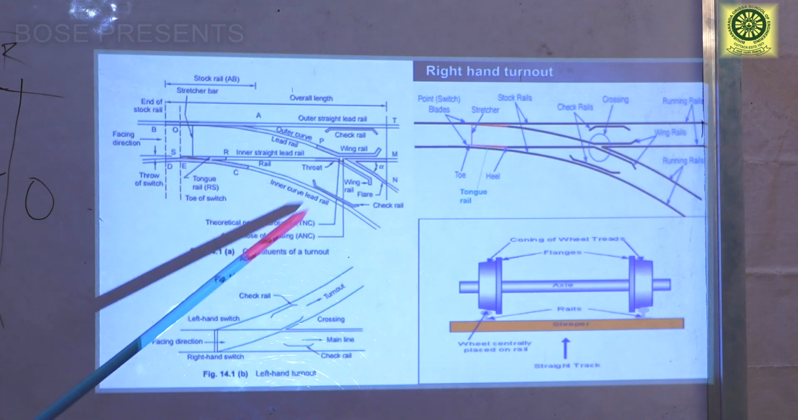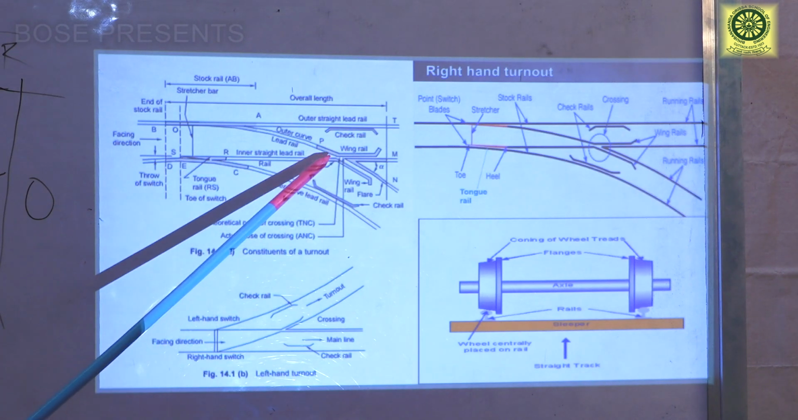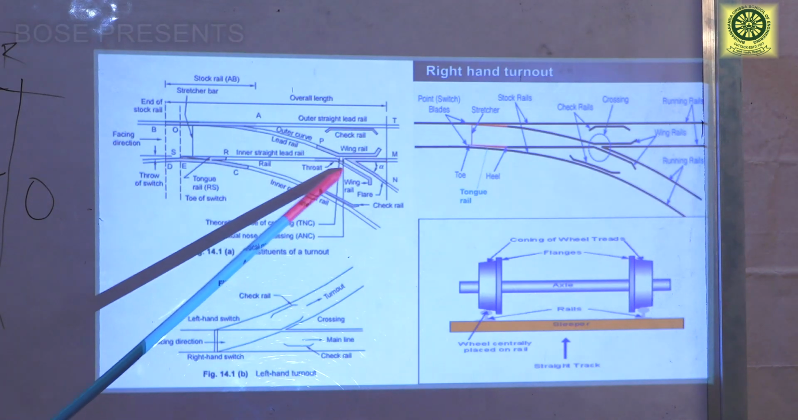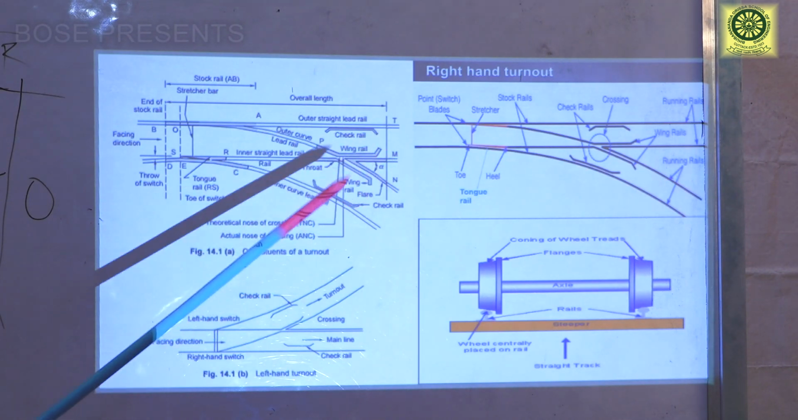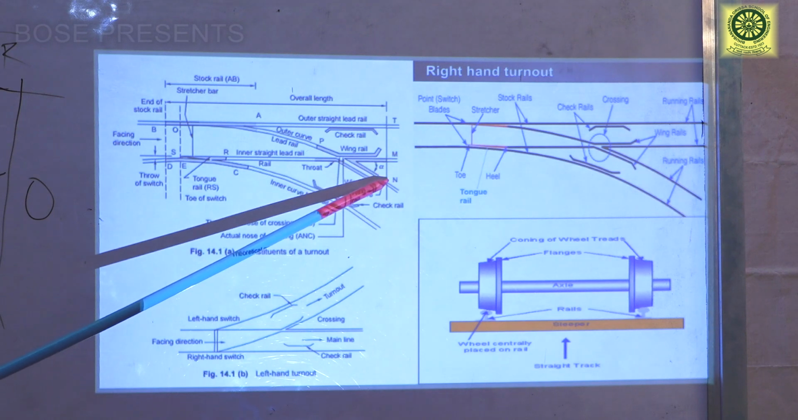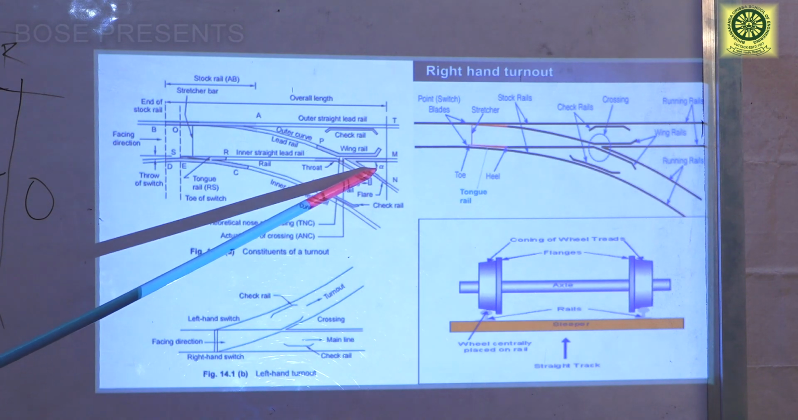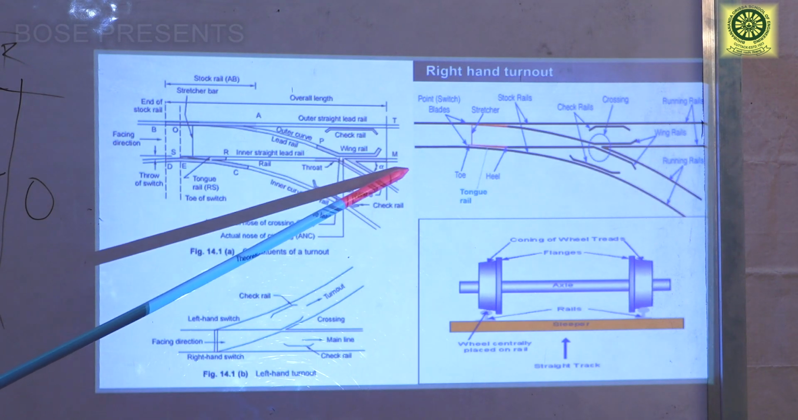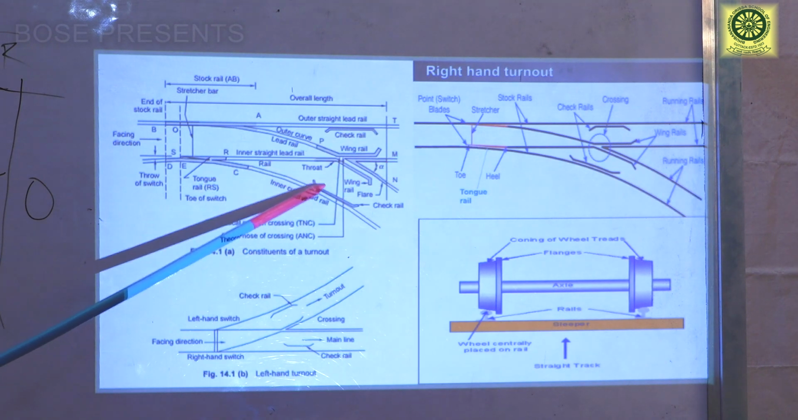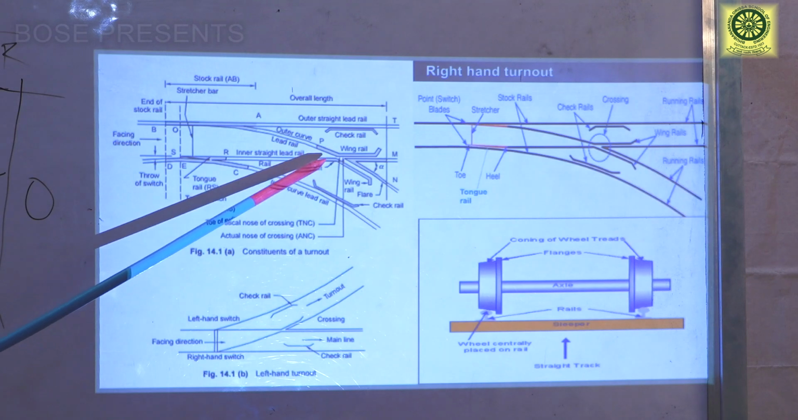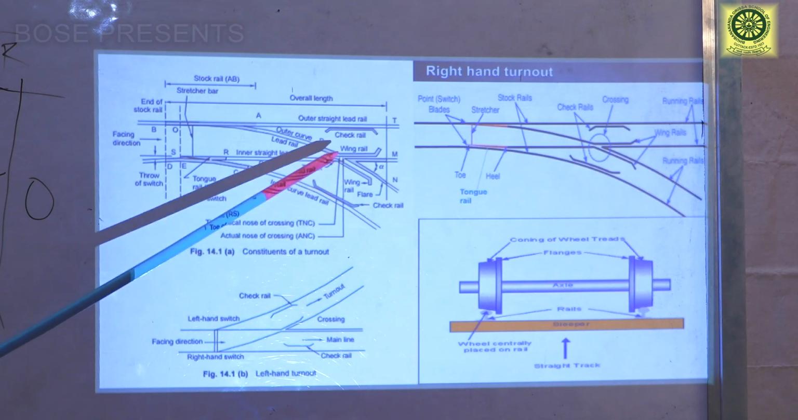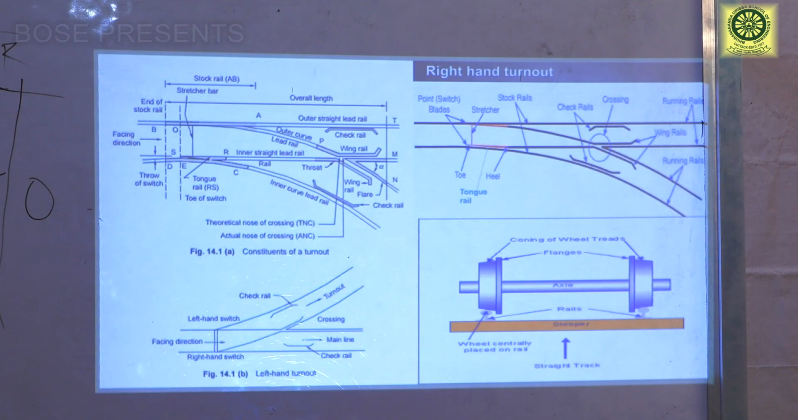Similarly, this is the crossing assembly. Crossing assembly consists of what? A pair of wing rails. This is the nose. It consists of a point rail. This is a point rail. This is a splice rail. And this is a check rail. Check rails are provided to what? To prevent derailment, we provide check rails. Okay?